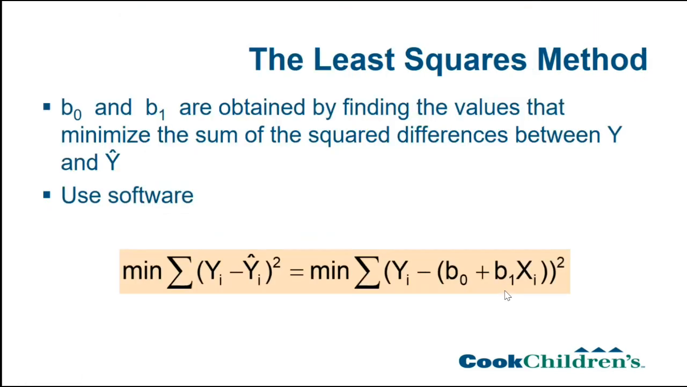So B0 and B1 are determined from your data set based on the least squares method. They're obtained by finding the values that minimize the sum of the squared differences between y hat, your predicted value of y, and y, your actual value of y. I'm not going to go through the equation itself, but software computes this very quickly, so you don't have to do it by hand.